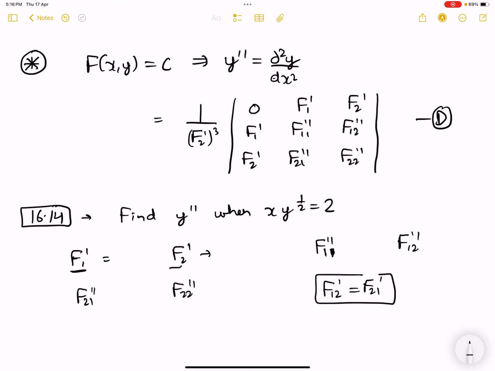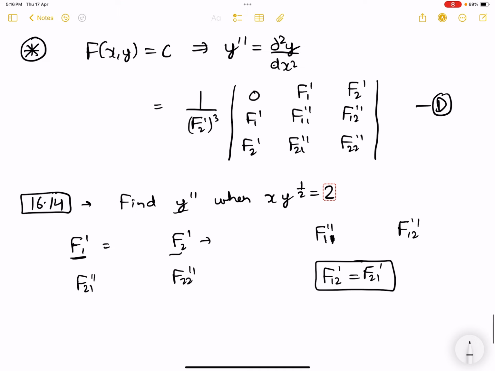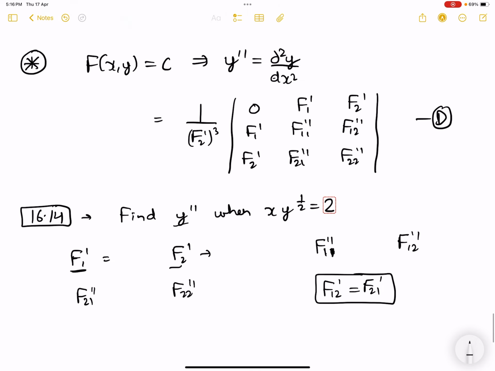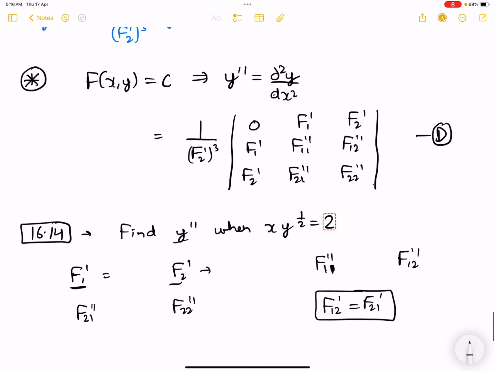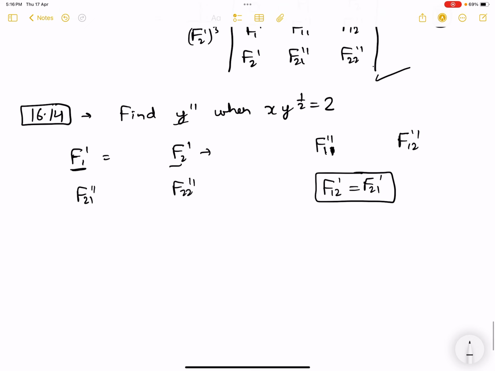So I expect you to solve this on your own. You can directly find y double dash as well, but it's better to try to use this method as well. We can directly also find it, because the product rule would be 1 into y to the power half plus x into half into y to the power minus half into y dash equals 0. You have y dash, double differentiate this, you'll get y double dash.